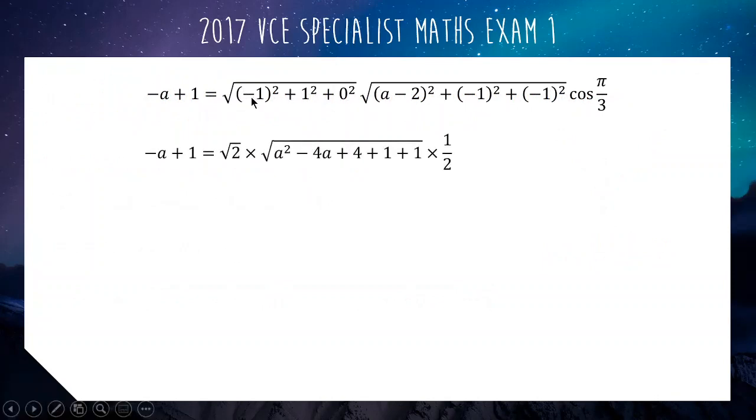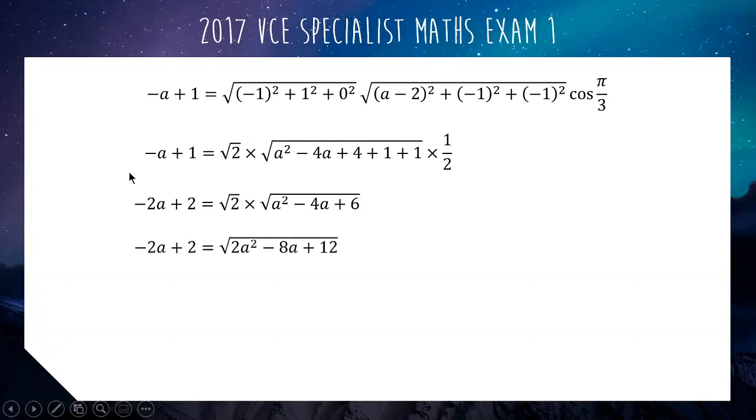So we've got 1 plus 1, so we get square root of 2 for this one here. If we expand this out, we get a squared minus 4a plus 4. I've just got plus 1, and cos of 60 degrees is a half. Okay? What we can do now is we can multiply both sides by 2, so we get rid of that half. So the left-hand side becomes minus 2a plus 2. We can simplify inside this surd here and get a squared minus 4a plus 6. Now we can multiply our two surds together, and we get this. And now we can just square both sides to get rid of this square root term.